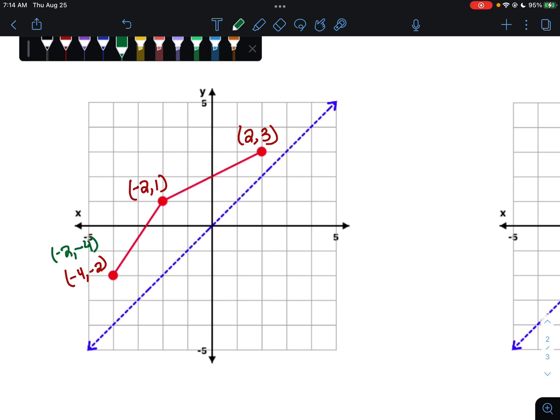So I'm going to go ahead and plot that. -2, -4 is right here. And then I have the point -2, 1. So now I'm going to plot 1, -2. And I'm going to go ahead and connect the two dots that I have. My last point is 2, 3. I switch it to 3, 2. So 3, 2.